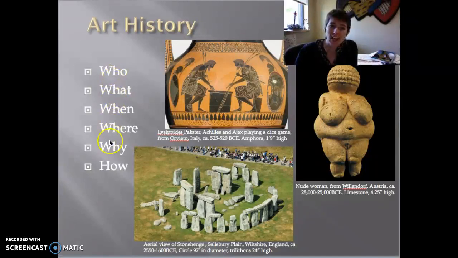So we're going to get to answer a lot of these questions about who made it, what is it, how was it used, when was it made, where was it made, but also where was it made for, why? Why did they make this thing? Why did they want big rocks in a circle? What was important about that? And then, of course, both how it was made and how it was used.